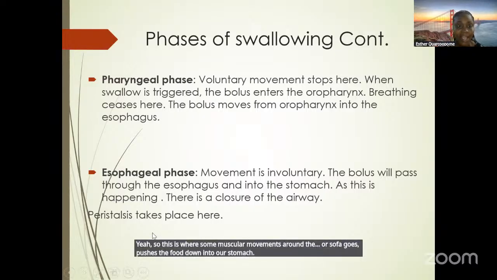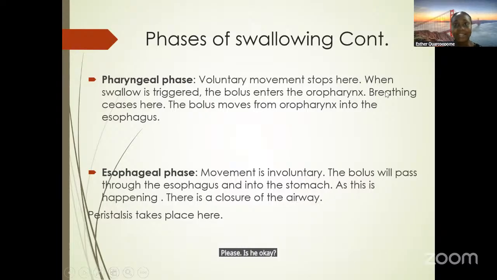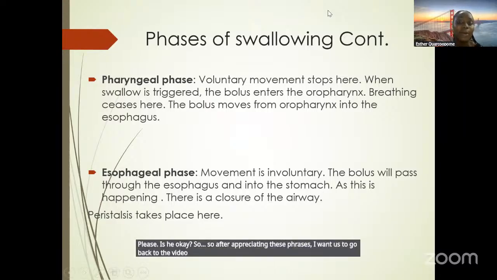Please, is it okay? So after appreciating these phases, I want us to go back to the video and we'll apply all the phases that I have mentioned here.